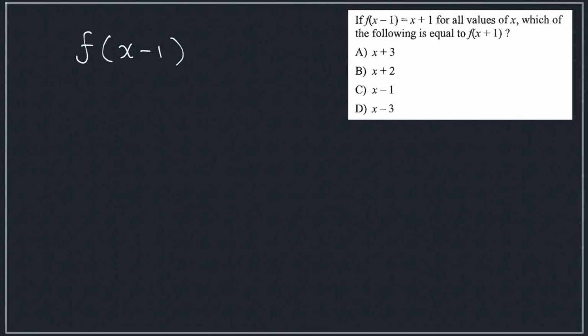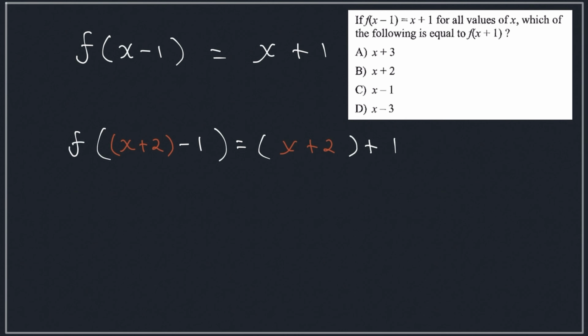In this problem, they gave me a function f of x minus 1 equal to x plus 1, and they want me to find the value of f of x plus 1. To get x plus 1 inside the parentheses, I can plug x plus 2 in place of x. The moment I do that, on the right side, I will get x plus 2 plus 1, or x plus 3. Therefore, f of x plus 1 is equal to x plus 3. This problem involved manipulating x minus 1 to look like x plus 1.